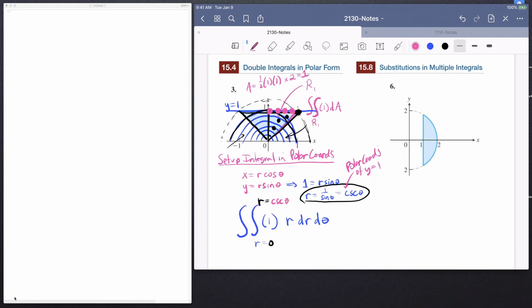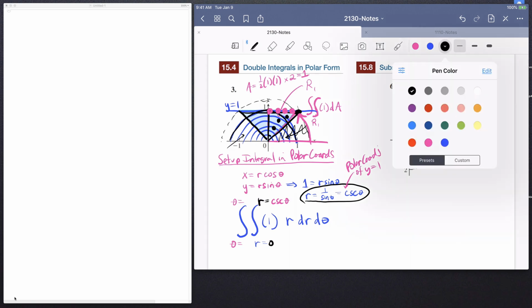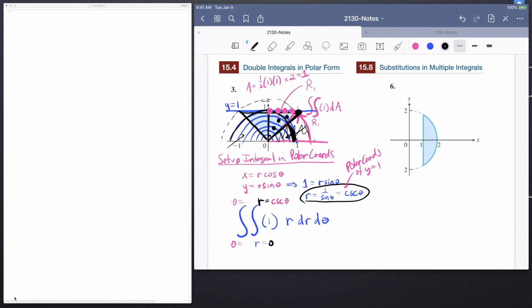Now what we don't know is how far theta extends. Theta extends from where to where? We know that theta is measured from the positive x-axis up. So we can't start at 0 because that's in the exclusion zone right here. We need to go from this value of theta right here, up to and around all the way over to here.